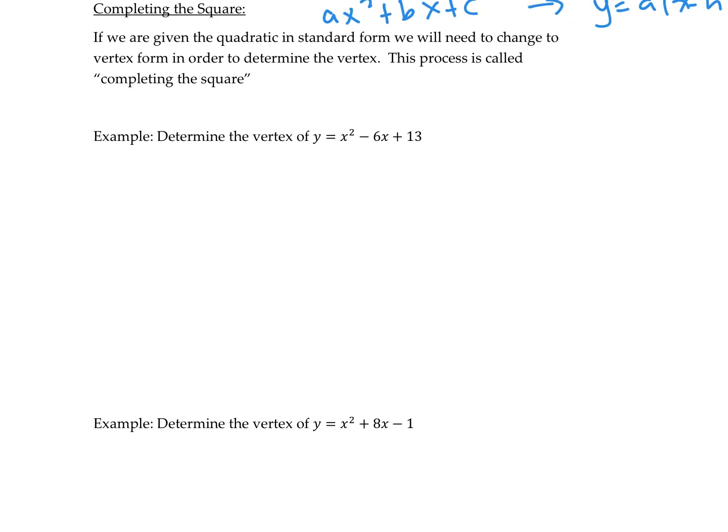So how do we change from standard form? Standard form is ax squared plus bx plus c, and we want to put it in vertex form, which is a times (x minus h) squared plus k. Sometimes we want to determine the vertex, and we don't have it in vertex form, we have it in standard form. So here we have a function in standard form, and we want to change it to vertex form.